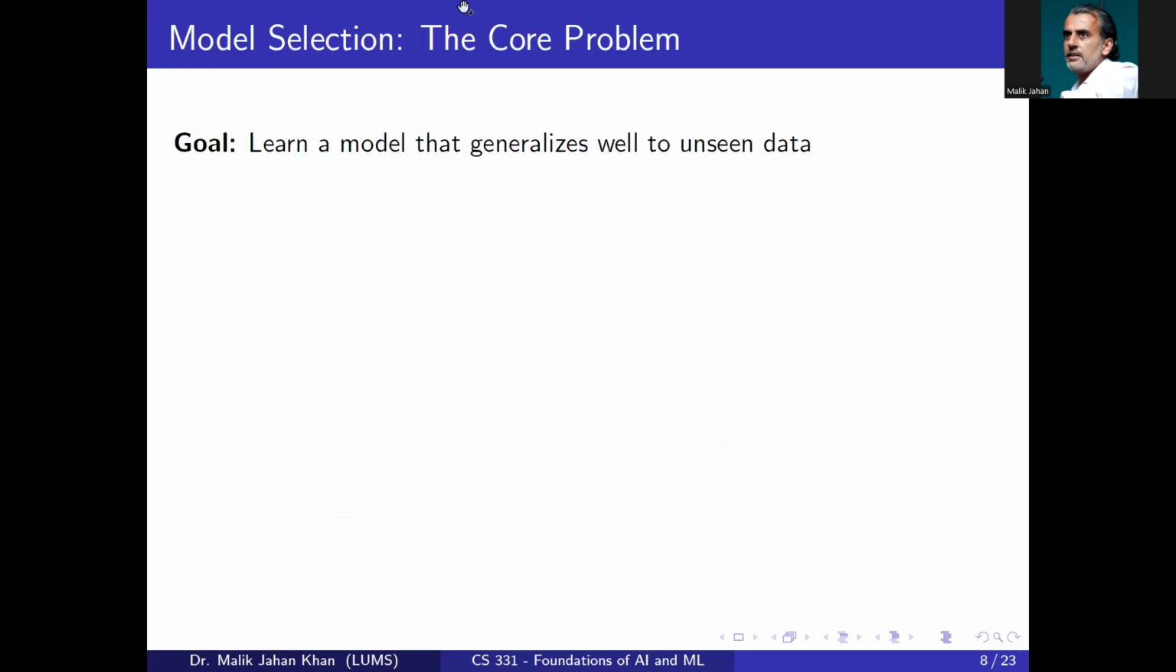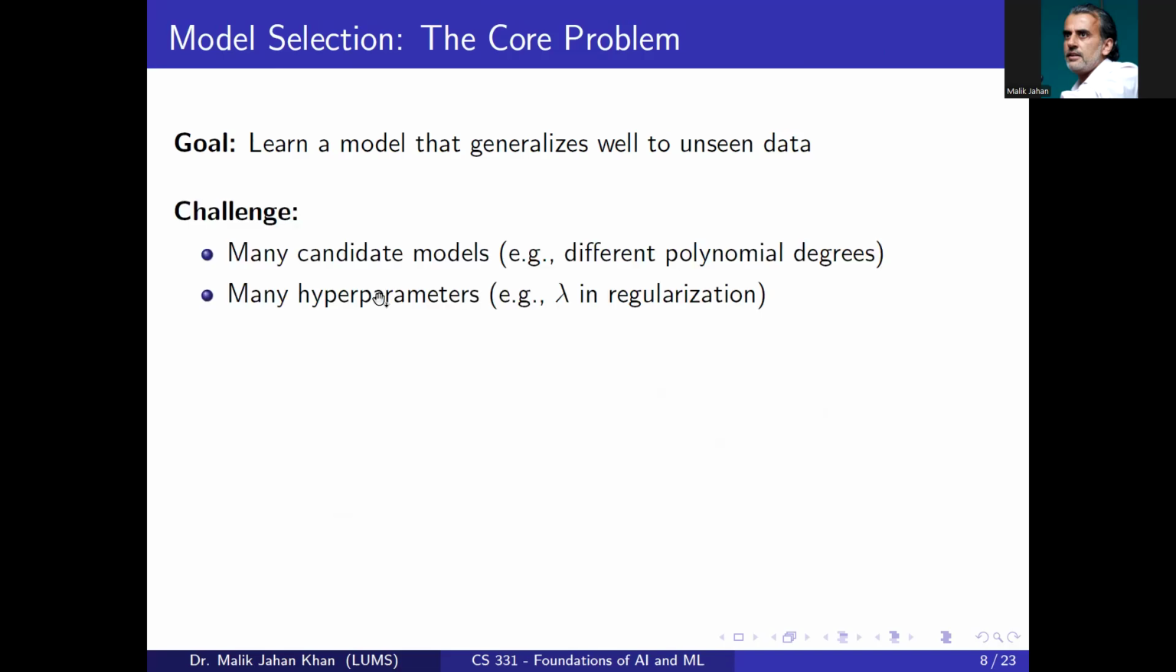So our model selection exercise has the goal to learn a model that generalizes well on unseen data. We have already discussed that there are so many candidate models, for example, different degrees of polynomials, different regularization parameters, learning rate, and other hyperparameters as well. Because we're talking about models in general, when we switch to different models, like for example KNN, other hyperparameters come into play, like what is the ideal value of K.